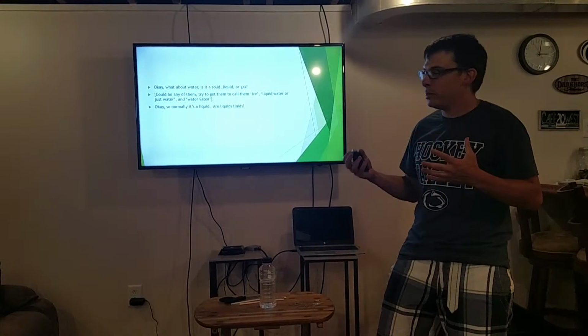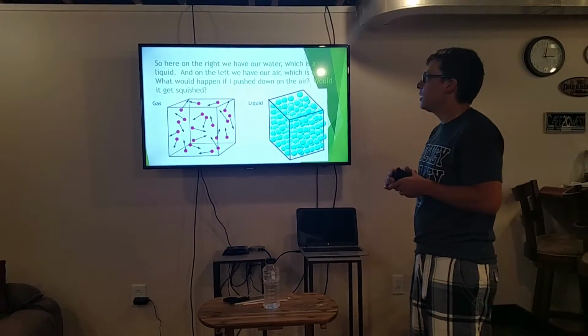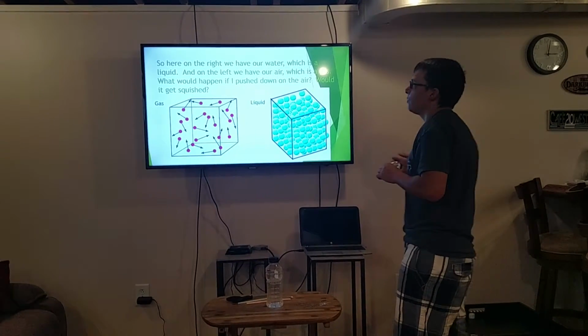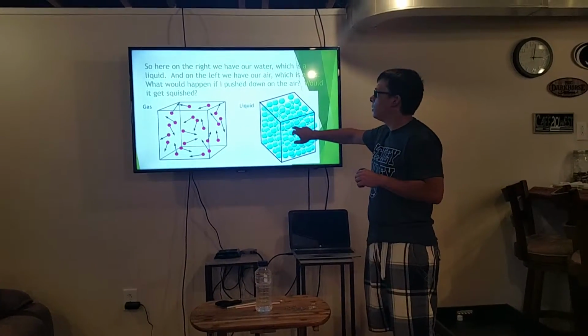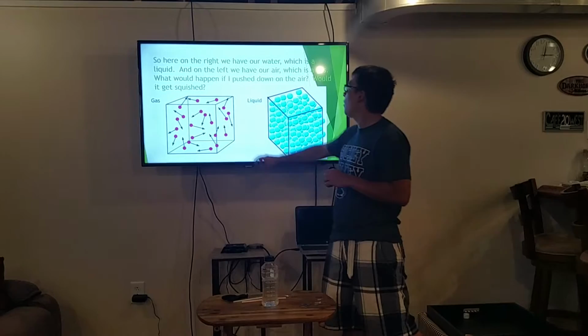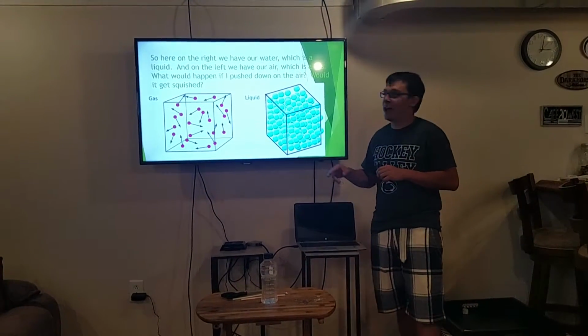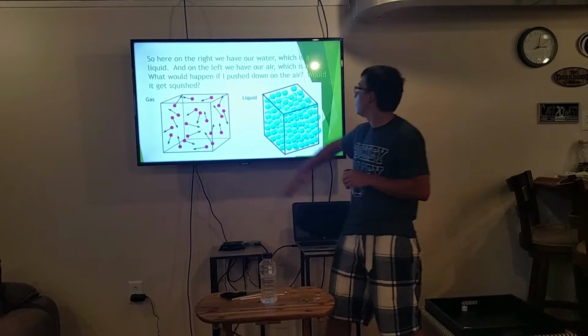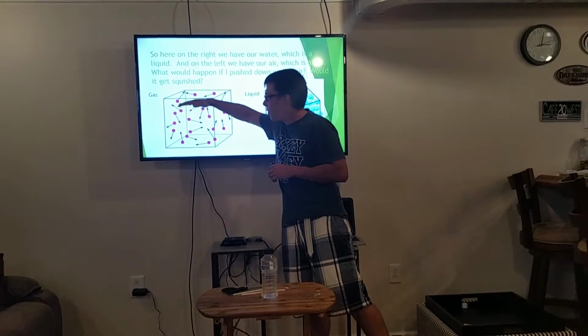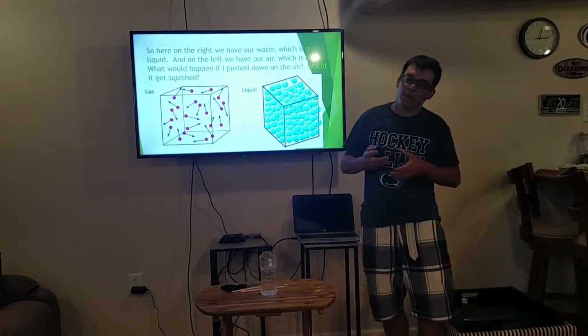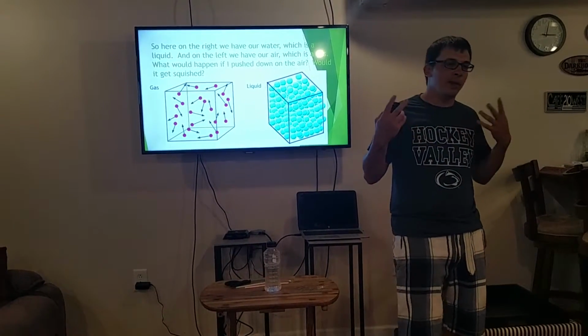Are liquids fluids? Yes. Here we come to our next slide. So right here on the right we have water, which is a liquid, and on the left we have our air, which is a gas. What would happen if we pushed down on the air? I just took a lid here and compressed all the way down. Can you compress it down? Again, I wait for the students to answer.